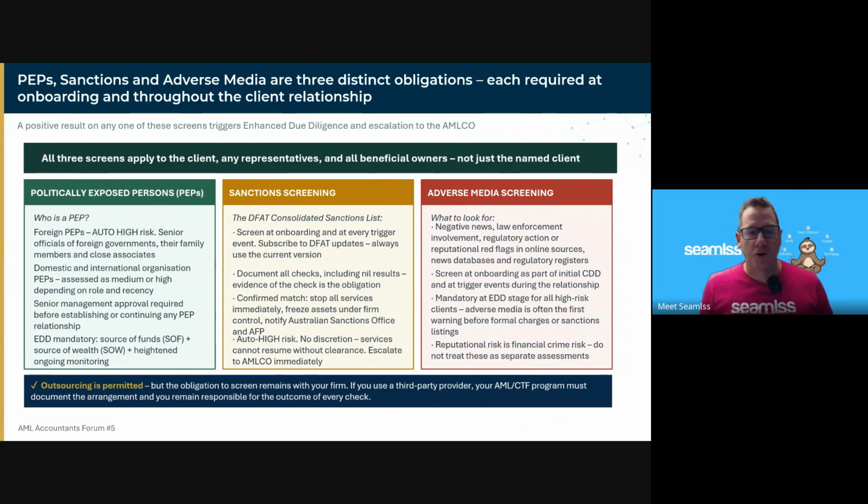That's not normally done on every client when you're onboarding. That's just when you're doing the enhanced due diligence.